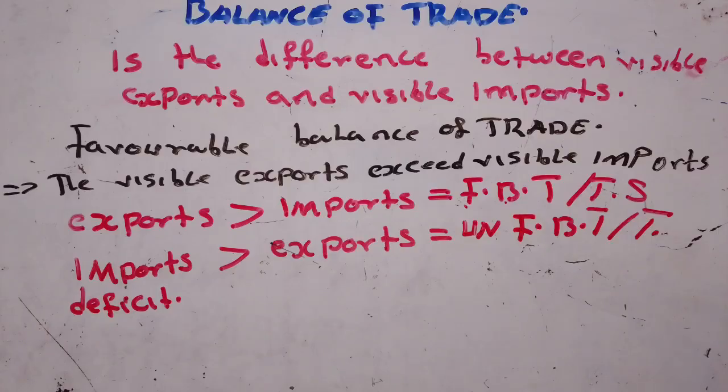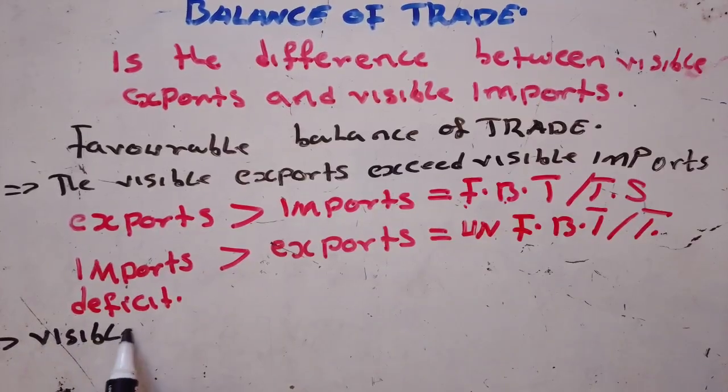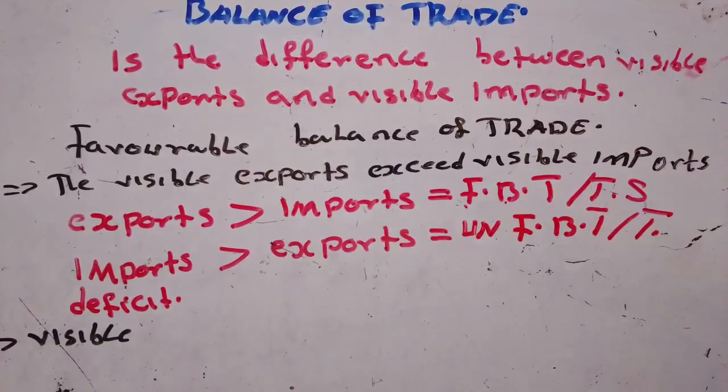So first of all, we said visible imports. What do you understand by visible imports? Visible imports are goods that are seen and touched. Goods that are seen and touched, that's what we call visible imports, which a country buys from other countries, such as cars, cell phones, computers, drugs, and clothes.